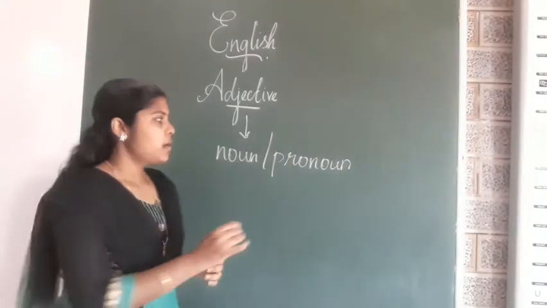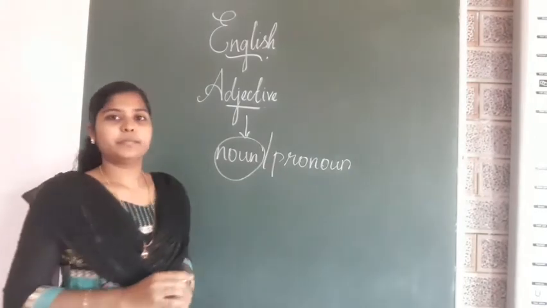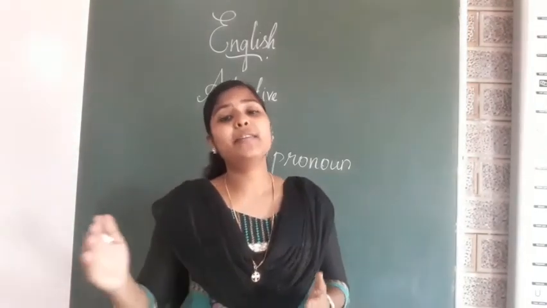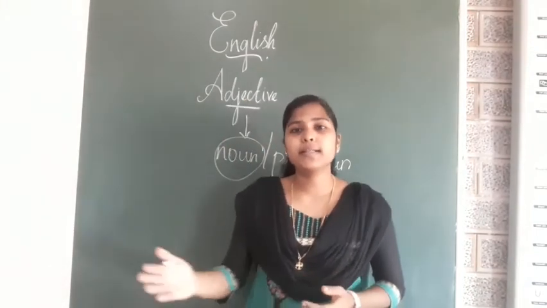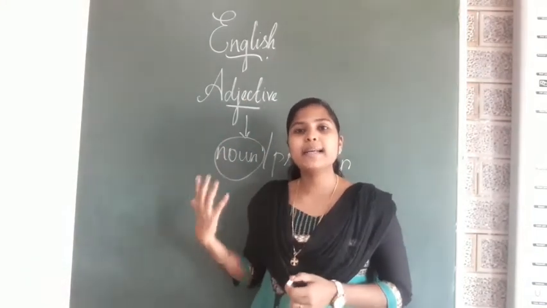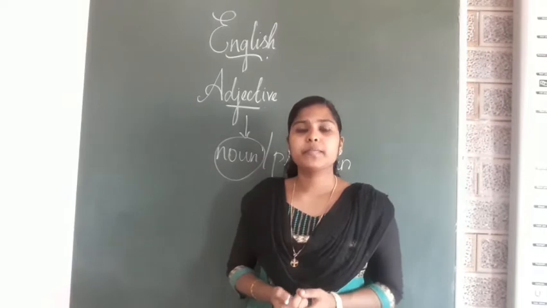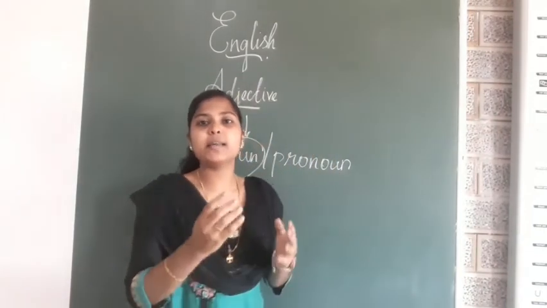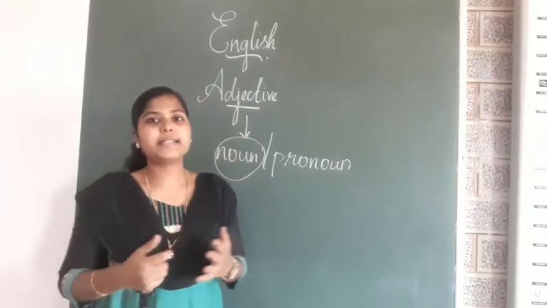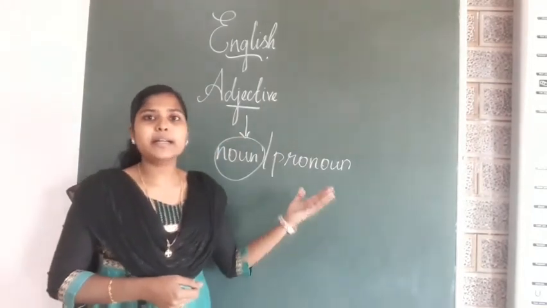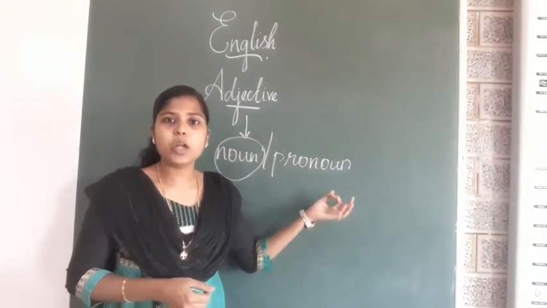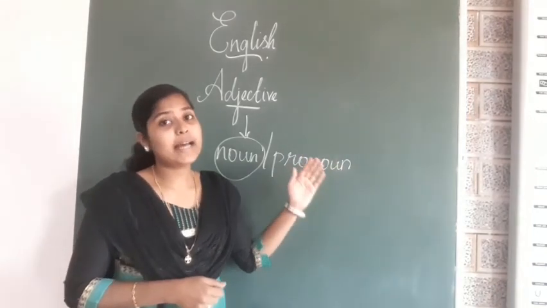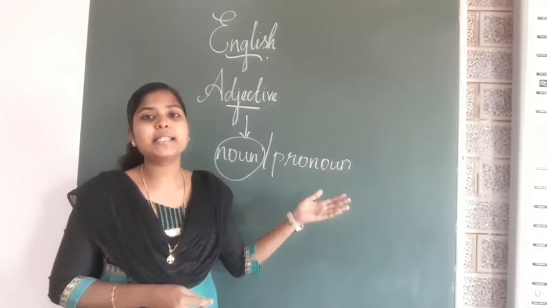Now, what is a noun? We have learned it right from grade 2 or 3, isn't it? Noun is a naming word. Everything around us in this world has its own name. For example, this is a green board. It is an object. It has its own name. That name is called a noun.